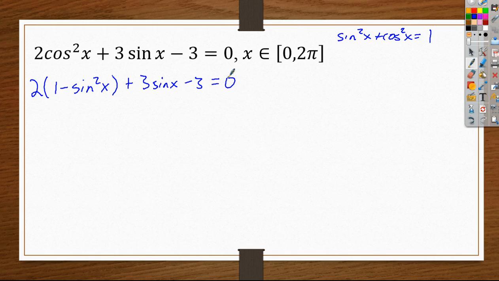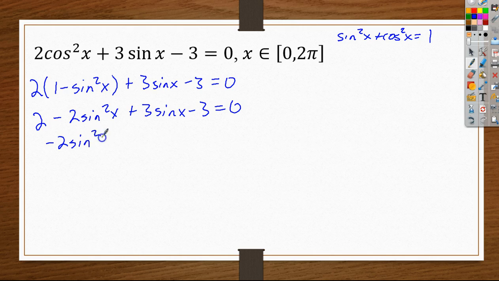I multiply by 2 and combine things. 2 times 1 is 2. I'll just write it all out: 2 minus 2 sine squared x plus 3 sine x minus 3 is equal to 0. Now I can combine some like terms. 2 minus 3, so now I have negative 2 sine squared x plus 3 sine x minus 1 equals 0.